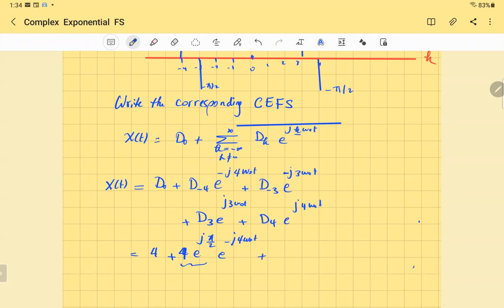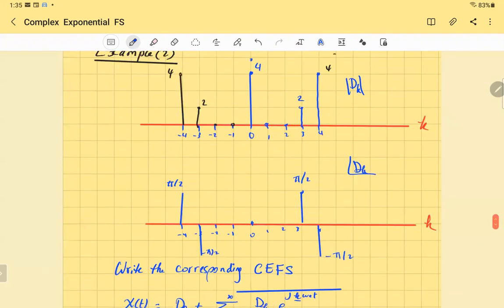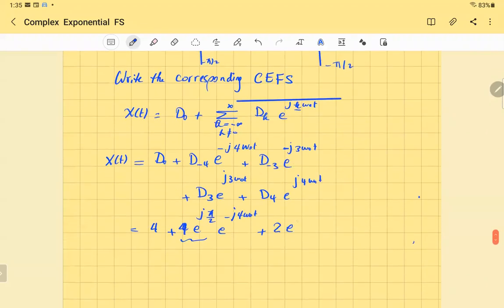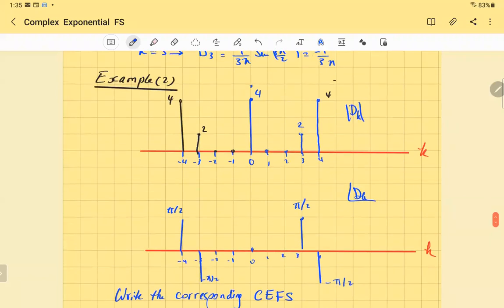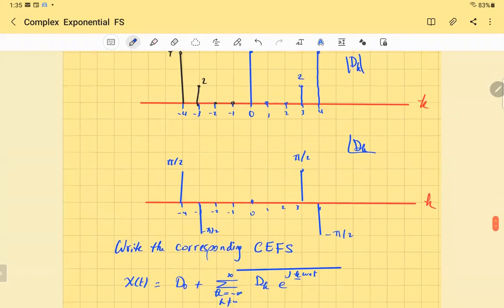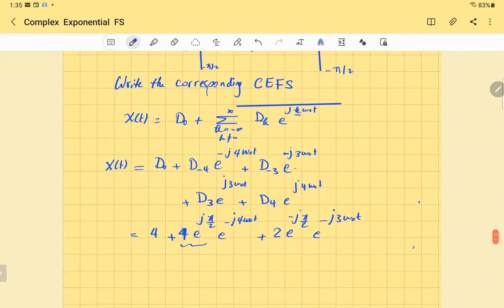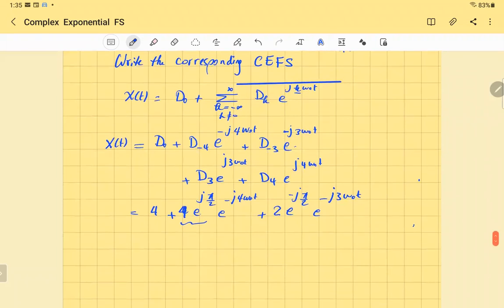Okay, plus, if you didn't get it, get this one. D minus 3 has a magnitude and an angle. What is the magnitude of D minus 3? 2. So you write 2 e power j, prepare yourself for the angle. What is the angle of D minus 3? Negative pi over 2, I'm sorry. So you put j negative pi over 2. And then don't forget e power minus j 3 omega naught t. That was there; I'm writing the old term.